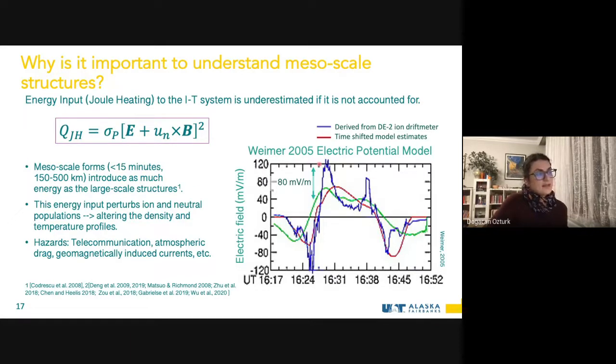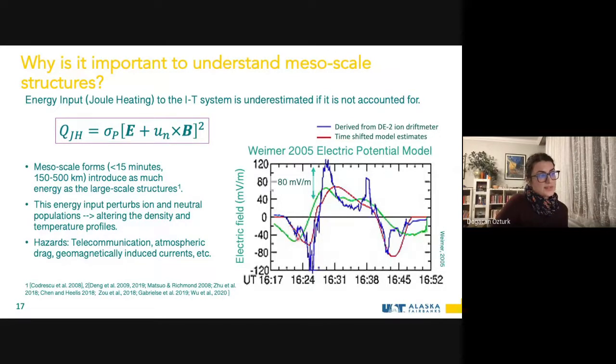Here you can see a study conducted by Weimer in 2005, an electric potential model. Here are the Dynamics Explorer 2 ion drift meter measurements shown with the blue line. This whole interval is only around 40 minutes long. And you can see that the red line shows the time-shifted estimates from the Weimer model. So you can see overall, the Weimer model does a very good job in capturing the large-scale behavior of the system.